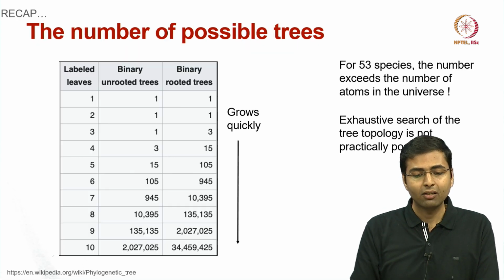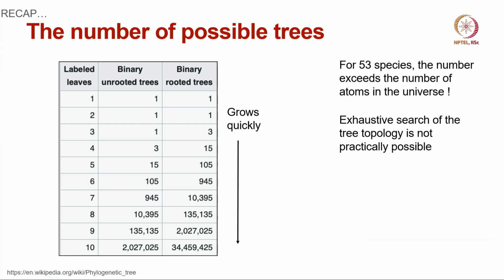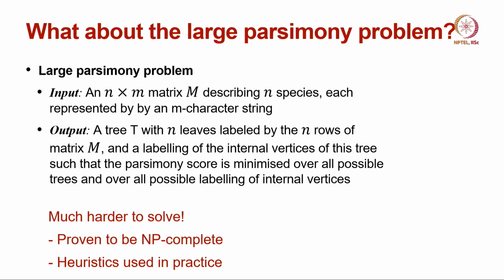Now, remember that an exhaustive search over all possible trees is not possible, because we have already seen that the number of trees grows very quickly with the number of leaves. In fact, if you consider 53 species, that is 53 leaves, the number of trees exceeds the number of atoms in the universe. So, exhaustive search of all possible trees is not practically possible. And in fact, it turns out that the large parsimony problem has been proven to be NP complete. That is, there is no polynomial time algorithm to solve this problem optimally.